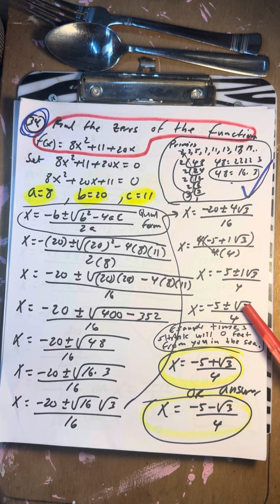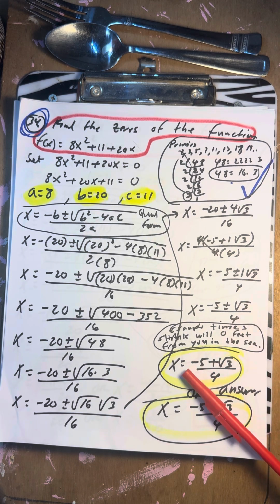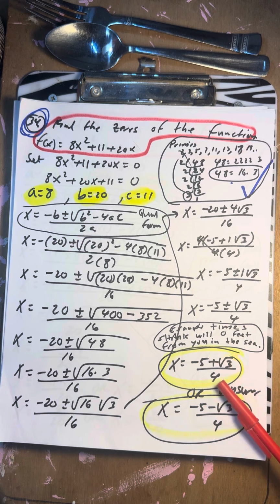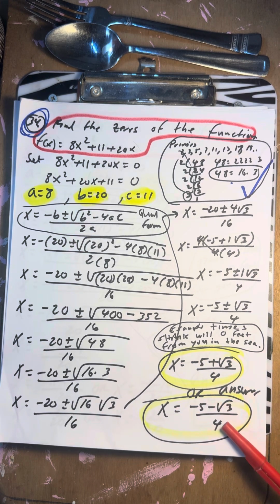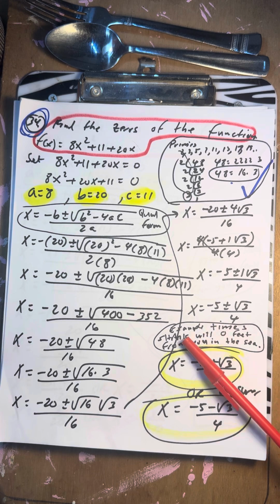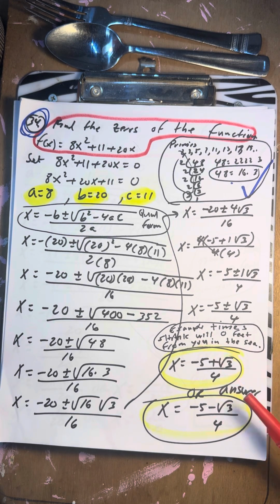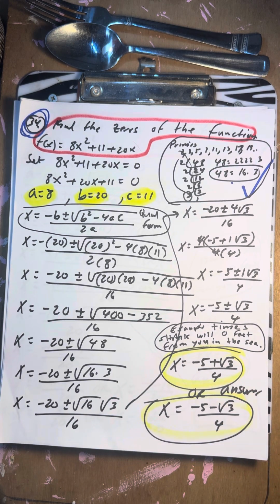So now this is going to give you two answers. X equals negative 5 plus square root of 3 over 4. X equals negative 5 minus square root of 3 over 4. Example, times that the shark will be 0 feet from you. There's the zeros, 2 zeros right there.